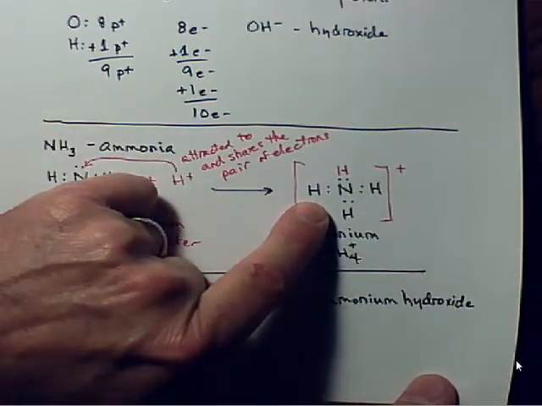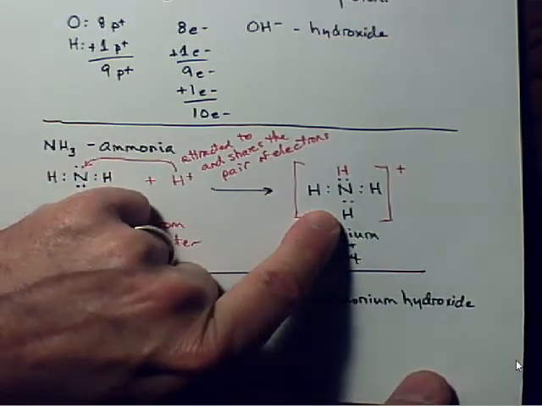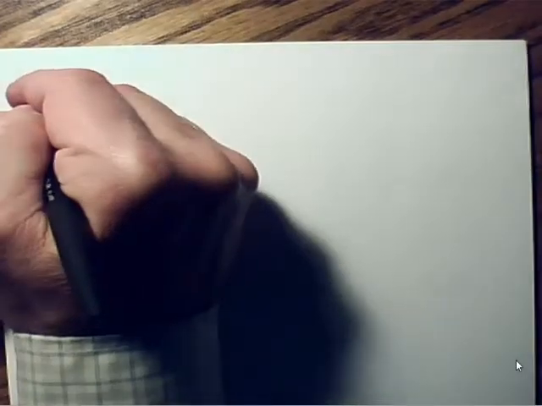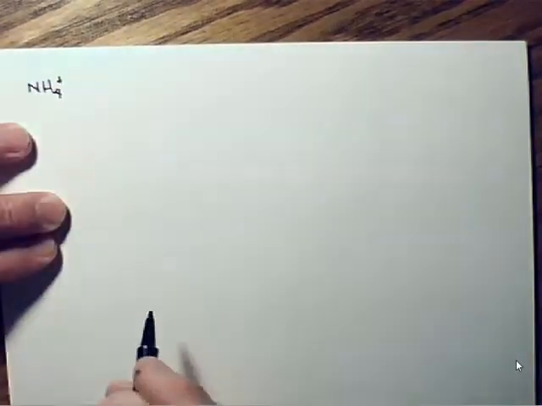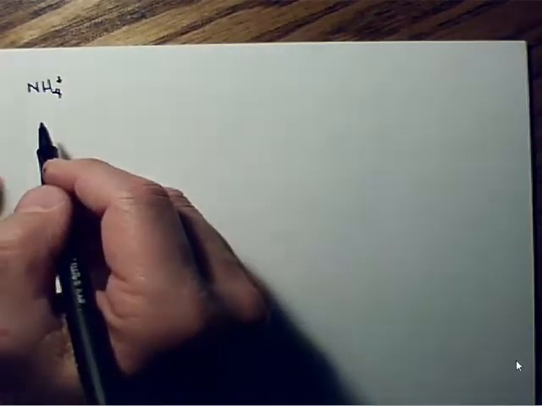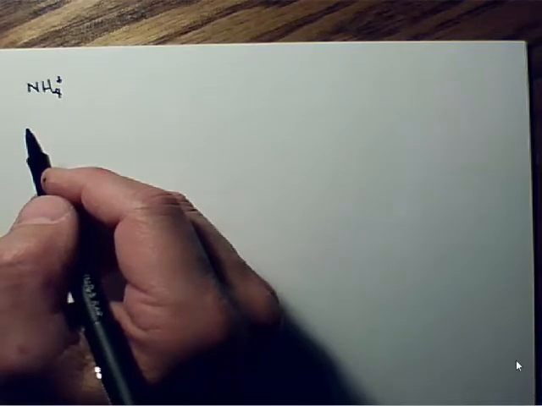But since we're here, and since in tomorrow's test we've got to know about molecular shapes, let's look at the shape of ammonia and ammonium. Okay? Let's remind ourselves about molecular shapes using those. Okay? So here's ammonium, all right?